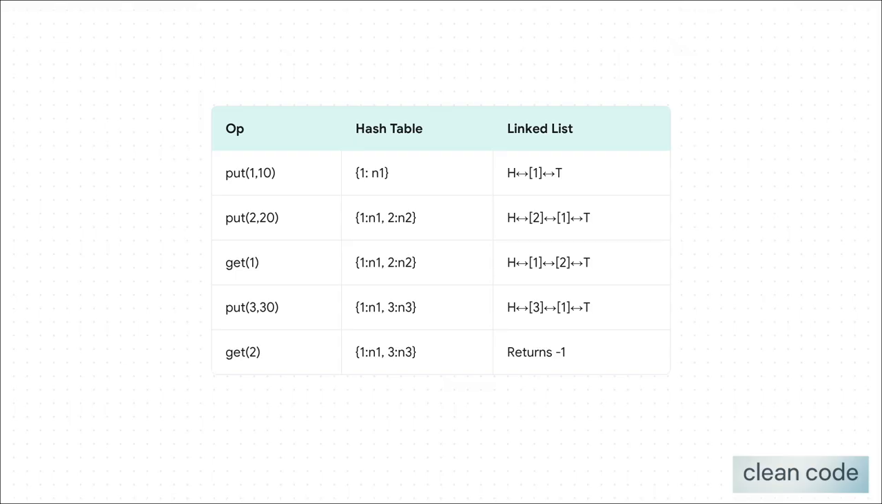Finally, we put key 3. Uh-oh, the cache is full. We have to evict the least recently used item, which is the one at the tail, key 2. So we kick key 2 out of the list and out of the hash table. Then we add key 3 to the front. The final state is 3 through 1. It's like a perfectly synchronized dance between the two data structures.